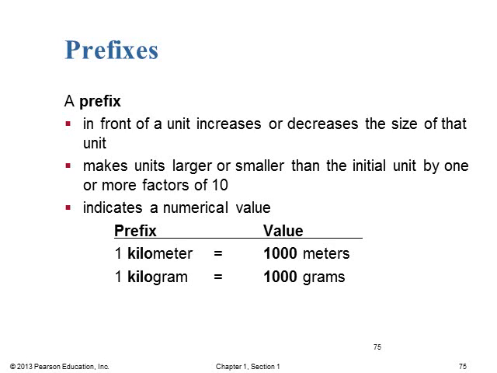Here, in the table on the bottom, we have 1 kilometer. Kilo means 1,000. So if we have 1 kilometer, that means we have 1,000 meters. If we have 1 kilogram, kilo still means 1,000, so a kilogram means we have 1,000 grams. A kilometer and a kilogram are a lot larger than a meter and a gram. You need a lot of meters and a lot of grams to be equivalent to a kilometer or a kilogram.